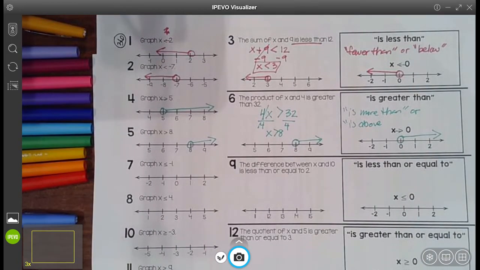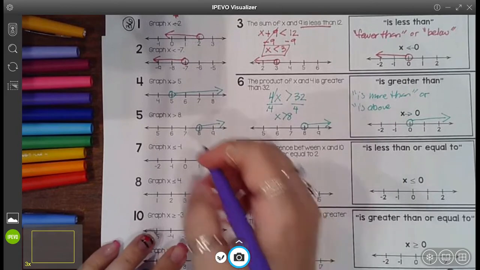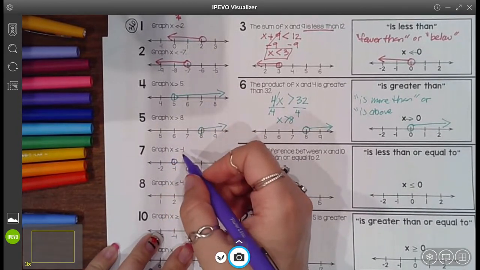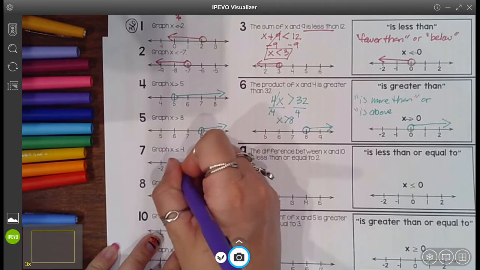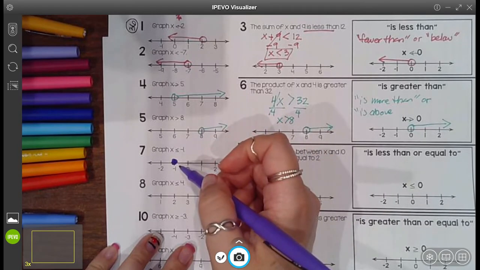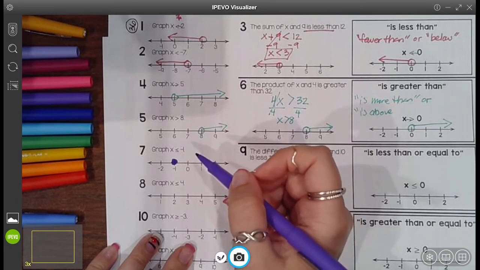Our next one says graph x is less than or equal to -1. So is that including -1? Yeah, it even said when I read it aloud, or equal to. So when something was equal to a number, we shaded it in. It includes that point. So normally when it says x equals -1, that's what we did. But now it's that and the value is less than it.